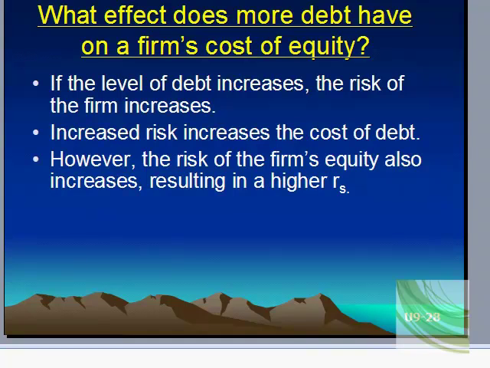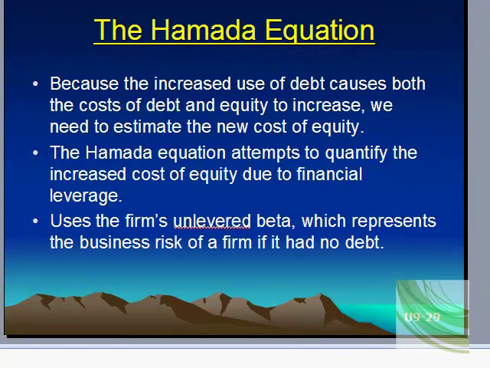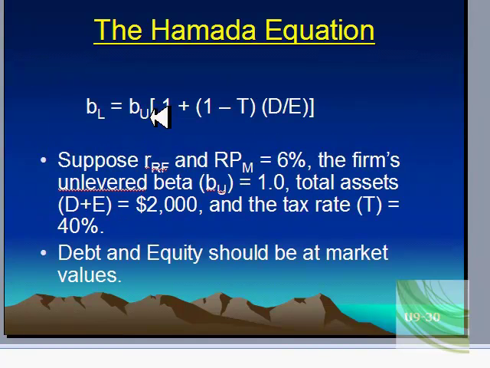So what effect does debt have on the cost of equity? If debt increases, obviously the risk increases and a higher required rate of return. So Hamada came up with an equation: take the unlevered beta times 1 plus 1 minus the tax rate, whatever the tax rate is, times the debt to equity ratio, and that would be the levered beta. So that's how you compute that.